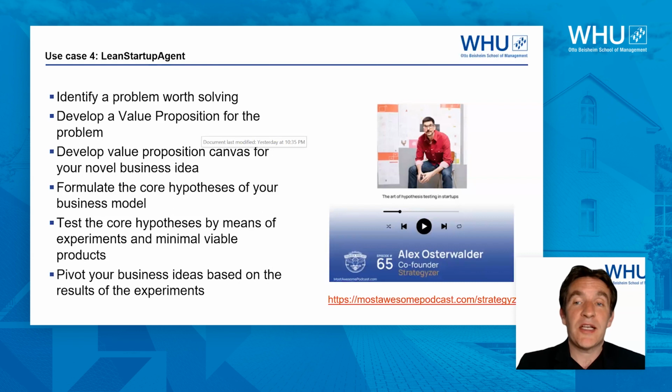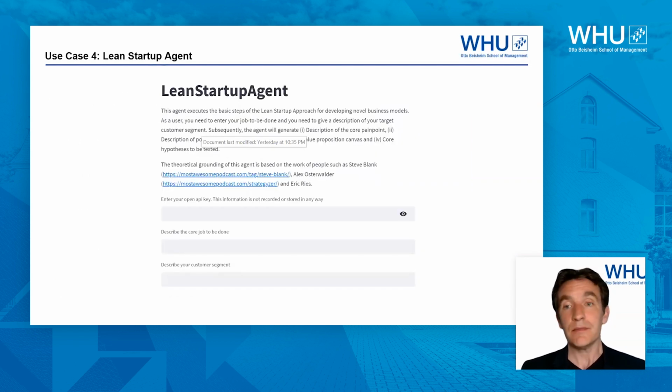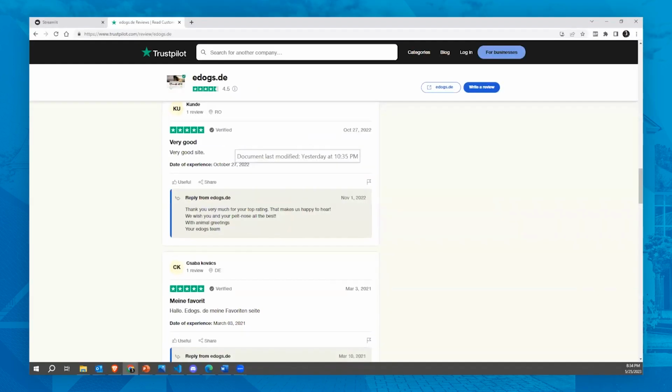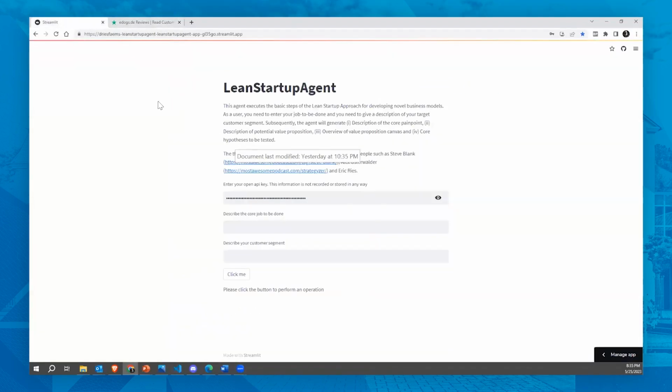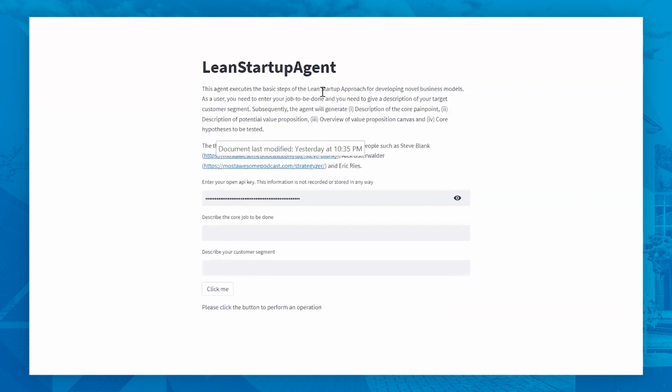And actually, you see here, these are a number of steps. And so what I have created is what we call a lean startup agent. A lean startup agent is actually a collection of prompts that automatically will be executed. Before I go a bit deeper into what that exactly means, let me do a small demonstration. So let me go to the app that I developed. Yeah. So here we have the lean startup agent.